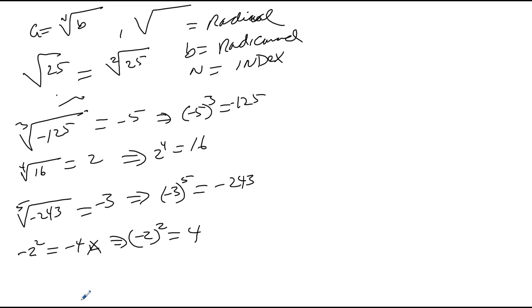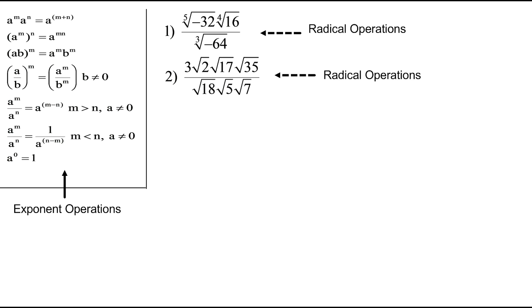And you won't get the wrong answer. Okay, now it's time for us to solve our problem. Problem number 1. We have the 5th root of minus 32 times the 4th root of 16 divided by the 3rd root of 64. What is the 5th root of minus 32?